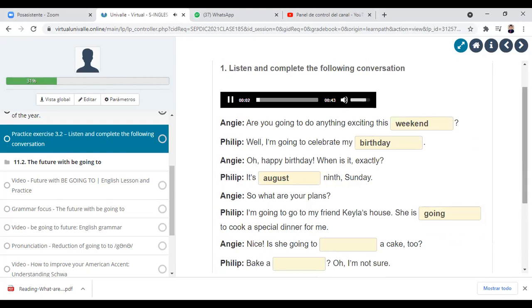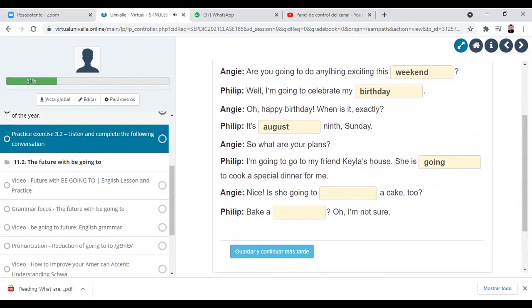Exercise 2. Conversation. Birthday plans. Listen and practice. Are you gonna do anything exciting this weekend? Well, I'm gonna celebrate my birthday. Oh, happy birthday! When is it exactly? It's August 9th, Sunday. So, what are your plans? I'm gonna go to my friend Kayla's house. She's gonna cook a special dinner for me. Nice. Is she gonna bake cake too? Not sure.